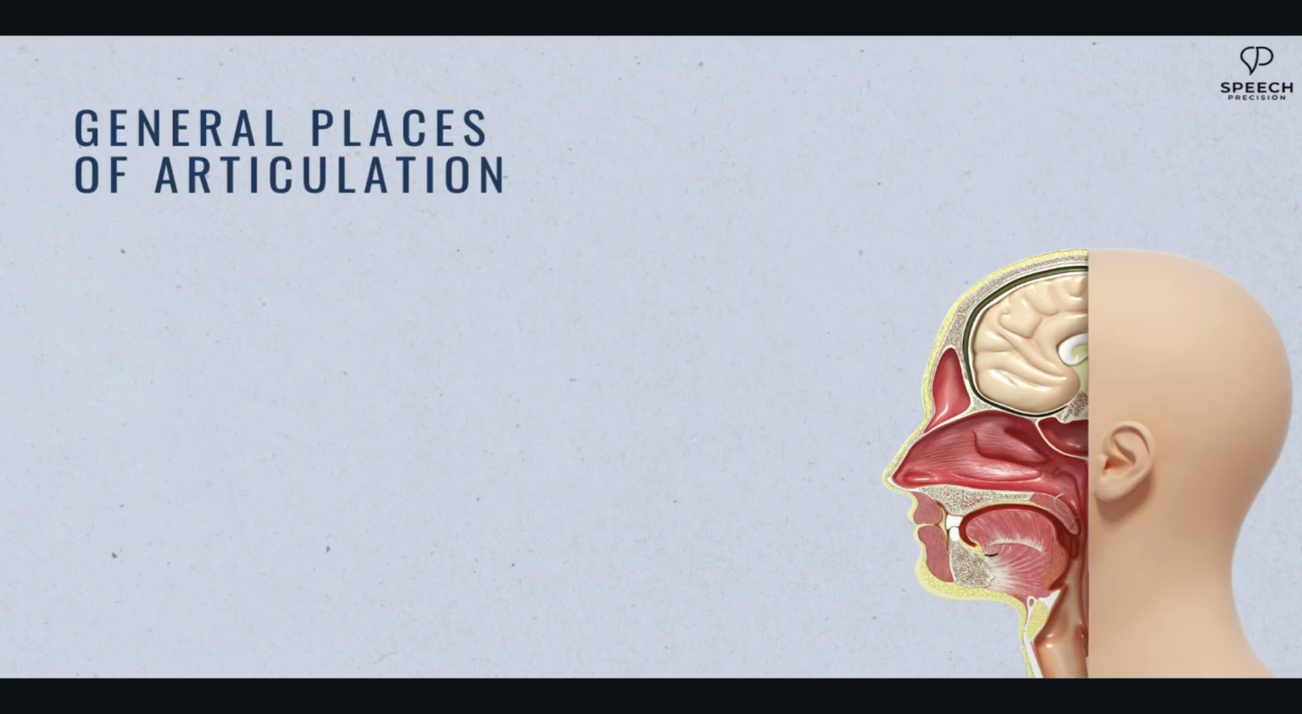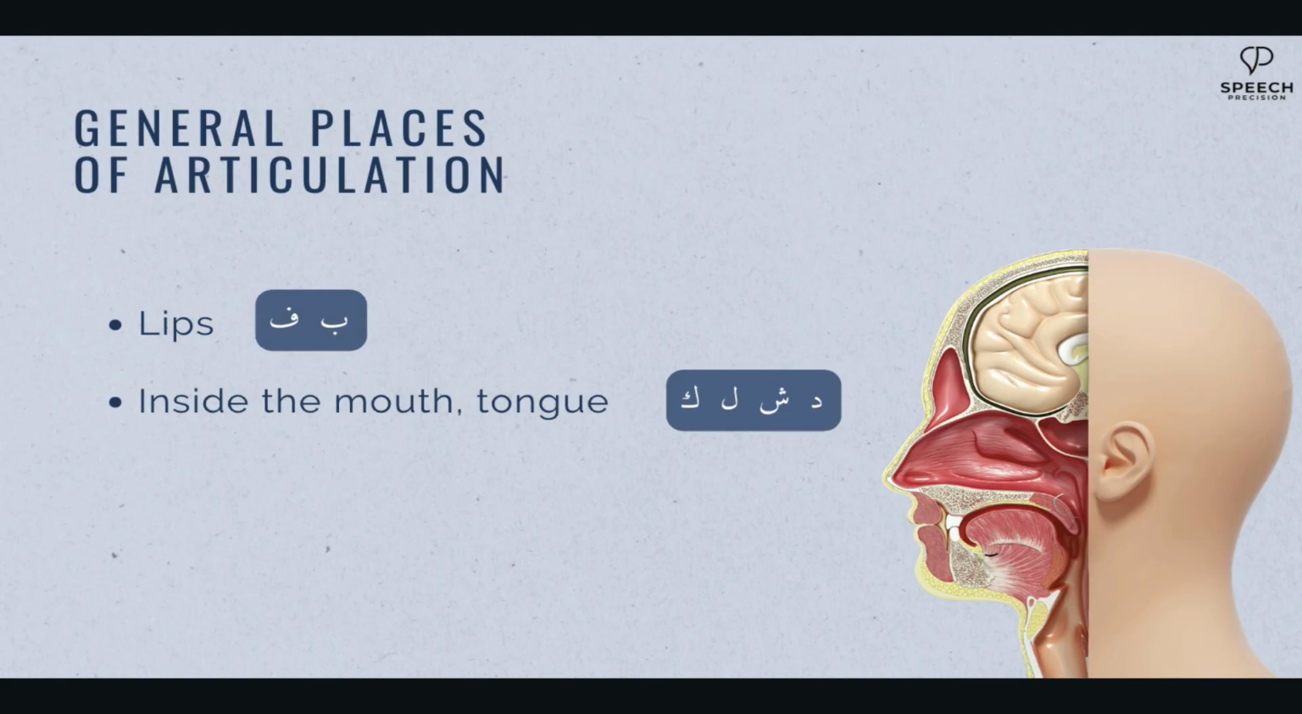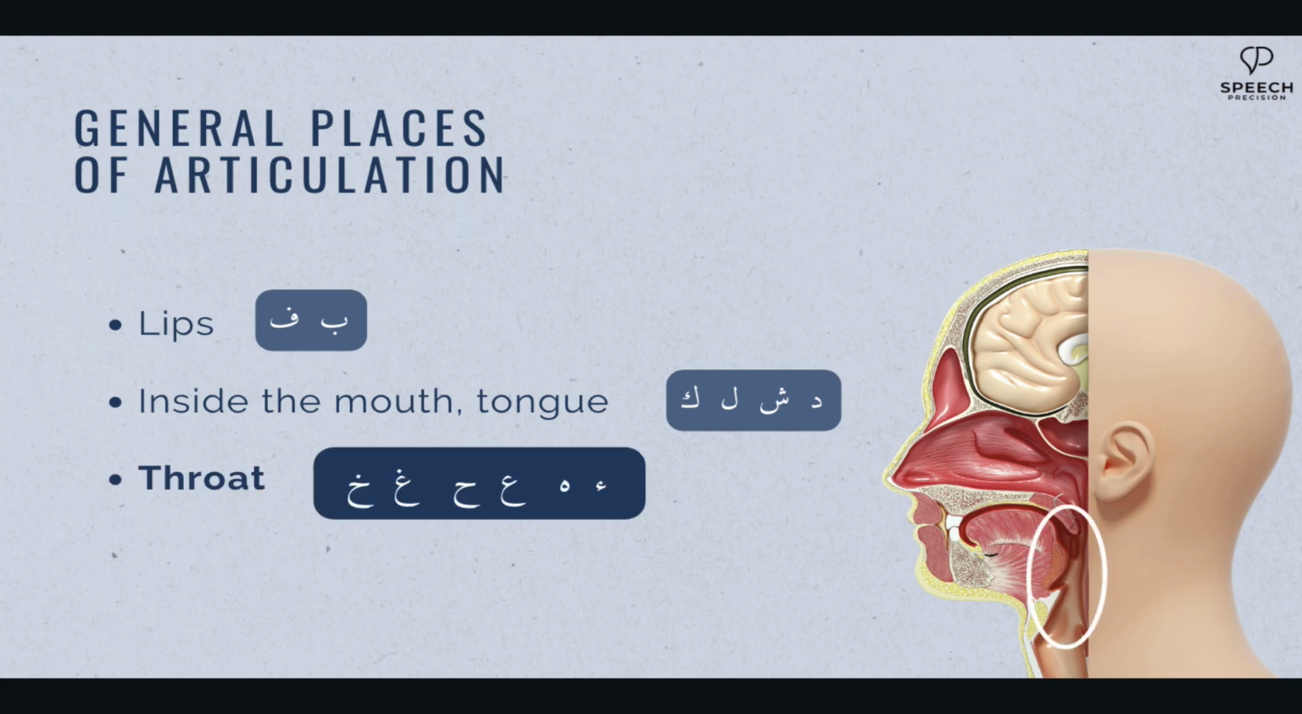So some other general places of articulation that we produce speech sounds from are, for example, the lips, and this is where our ba and our fa come from. So either both of the lips or one of the lips. The tongue, so letters like dal, sheen, lam, kaf, and so many other letters come from the tongue. And then we have the throat. So in Arabic, we have 6 letters that come from the throat. So that's hamza, ha, ayn, ha, ghayn, and kha.